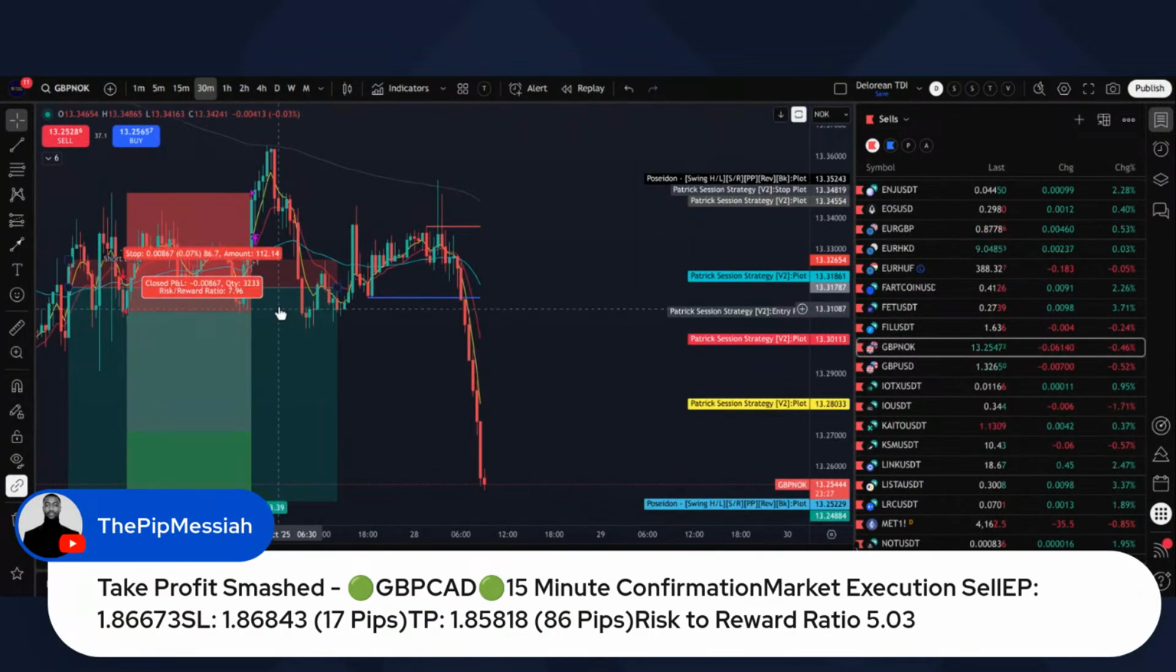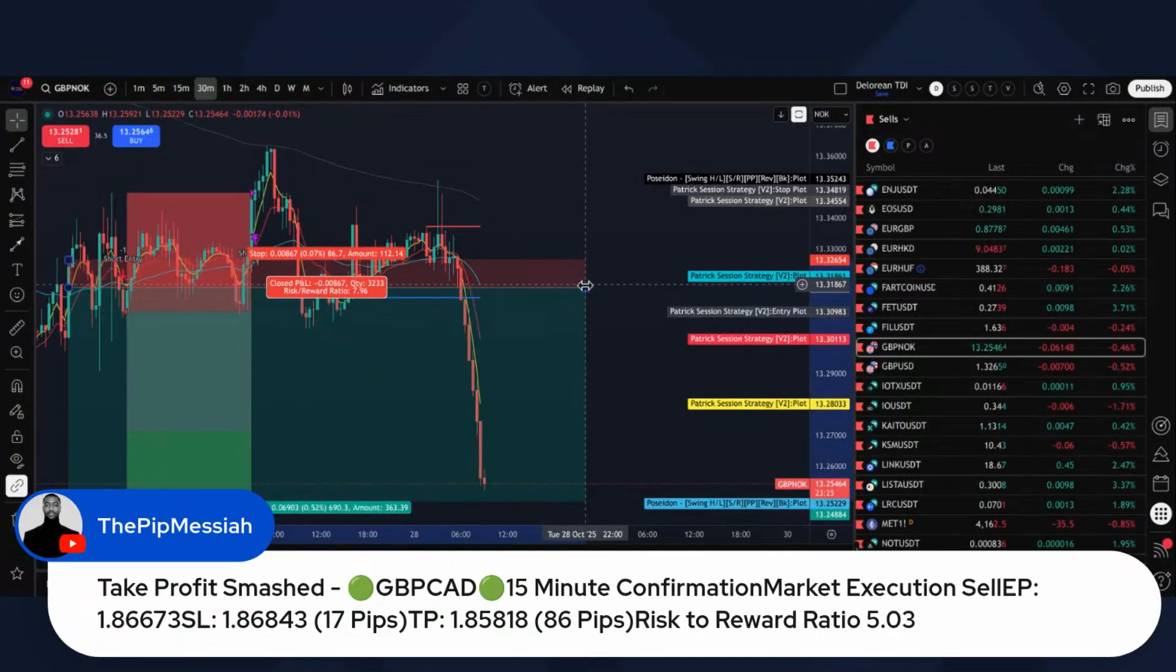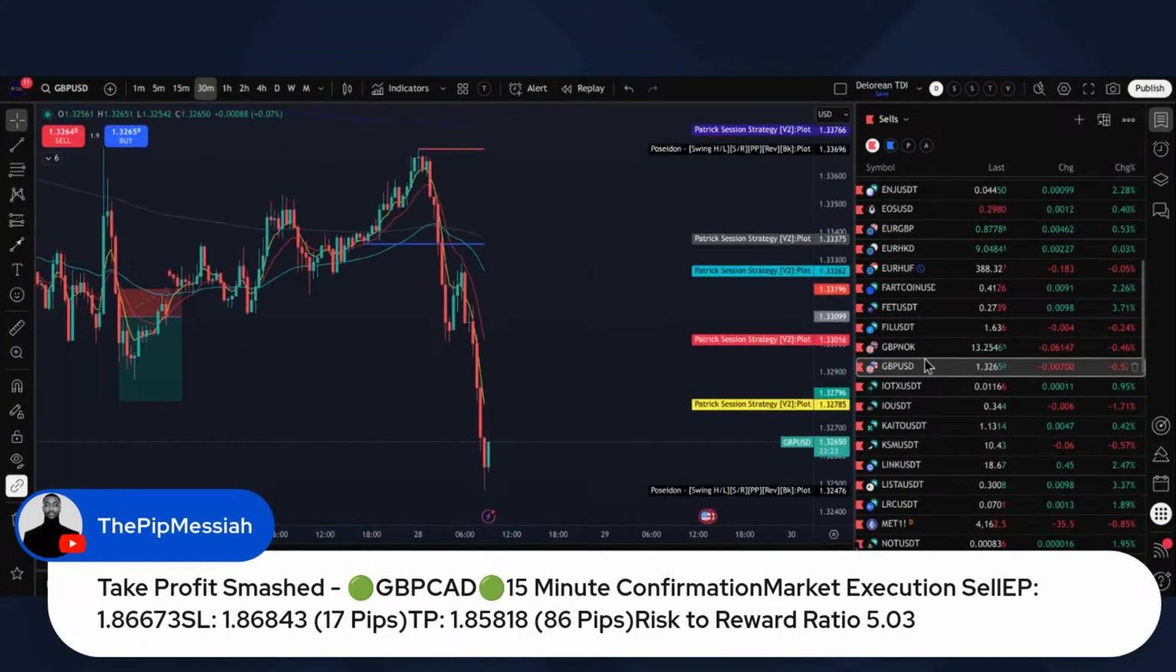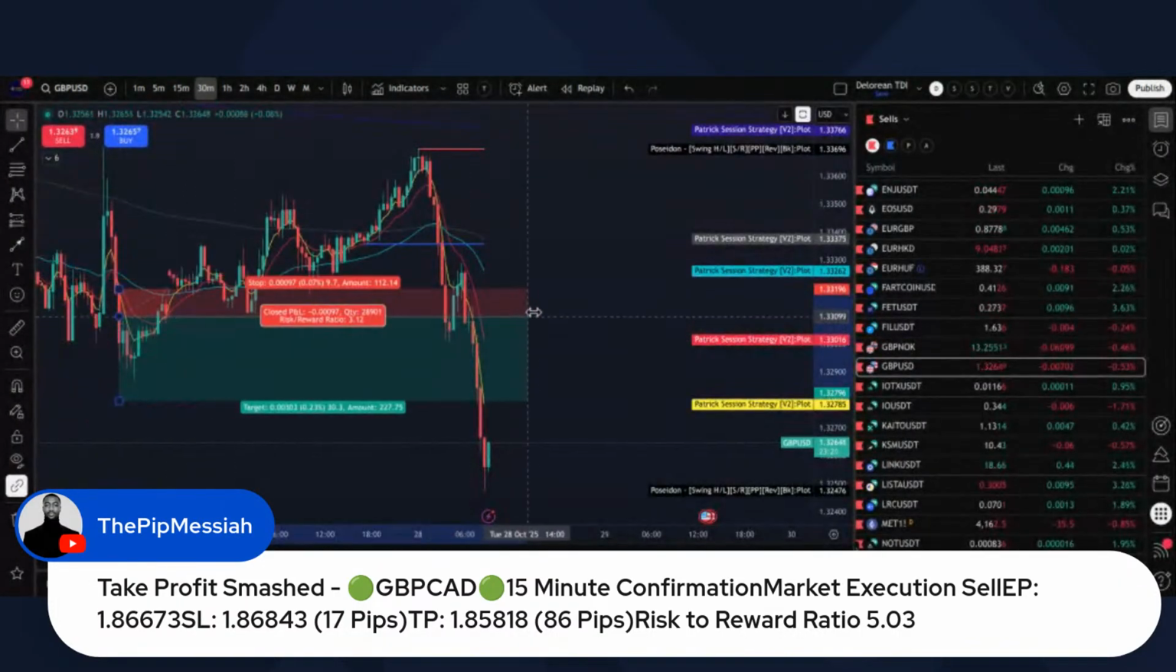And GBP knock, not quite there. We're close. Great British Pound to US dollar, that did hit for 30 pips. Congratulations to those of you that took the trade.